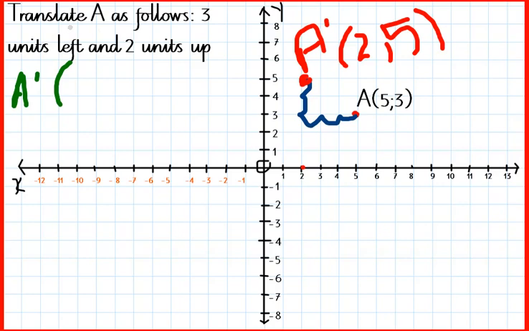So we said to the left or right, that's our X. Up or down, that's our Y. So for our X, we had 5. And we move to the left. And if you can see, to the left is where the negative is, right? On our X-axis. So we minus what? We minus 3.